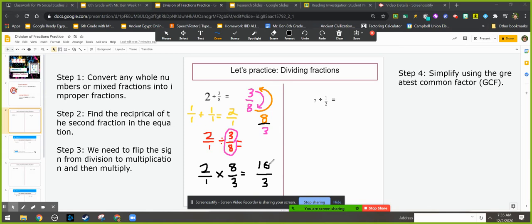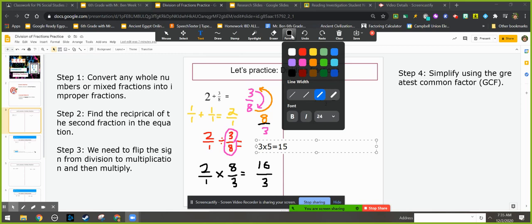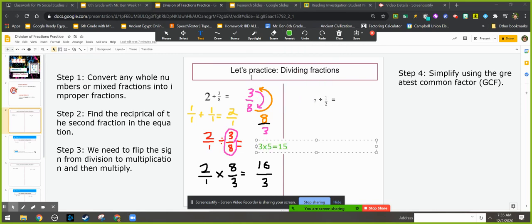Well, since I said that I knew 3 times 5 was 15, that gets me very close, right? I'm super close there. So if 3 times 5 is 15, and I'll use one last color here.